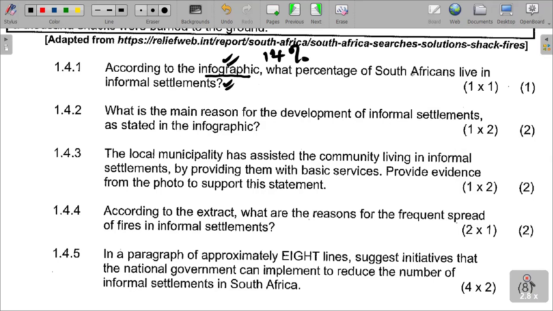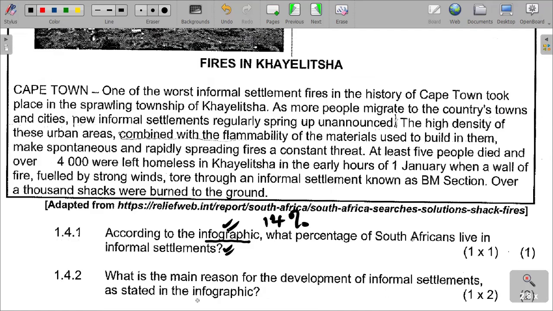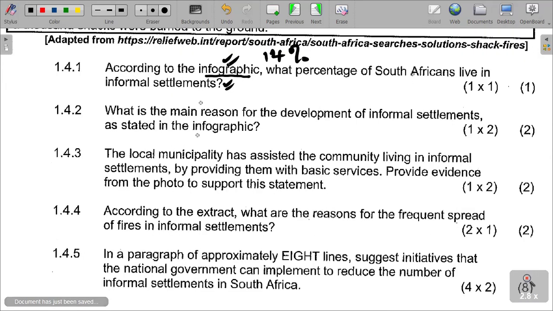We are talking about rural-urban migration, which is the major reason. As more people migrate to the country's towns and cities, new informal settlements regularly spring up unannounced. So we talk about rural-urban migration. Rural-urban migration is the main cause.